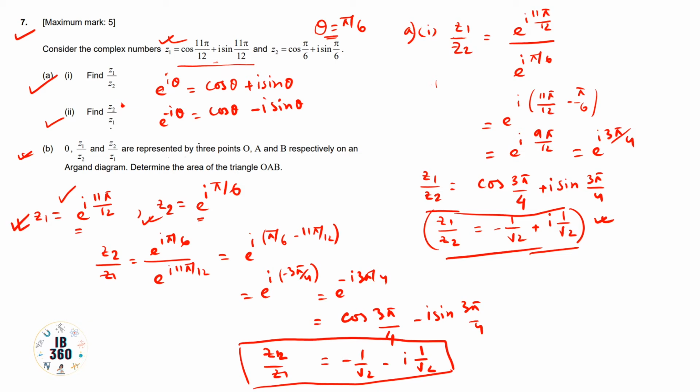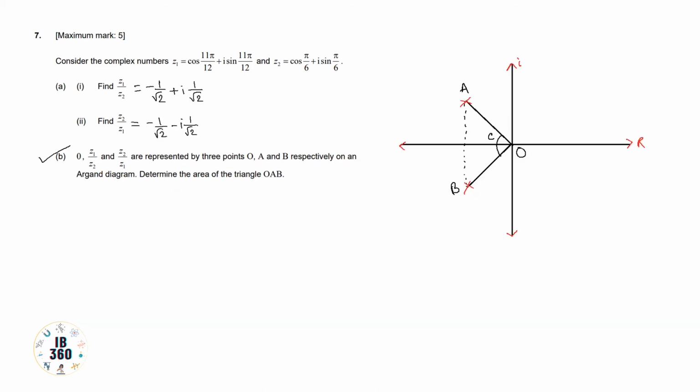The problem: 0, z1/z2 and z2/z1 are represented by three points O, A and B respectively on an Argand diagram. Determine the area of triangle OAB. So let's move to the next slide and we will have the values here.